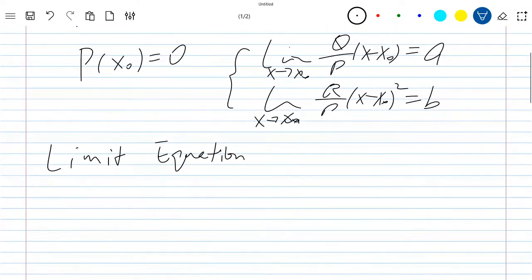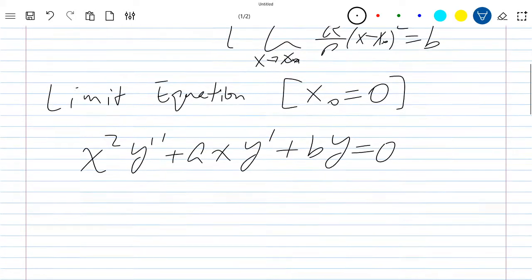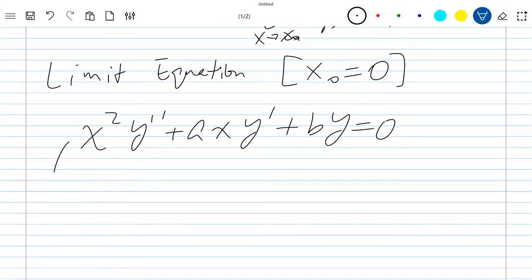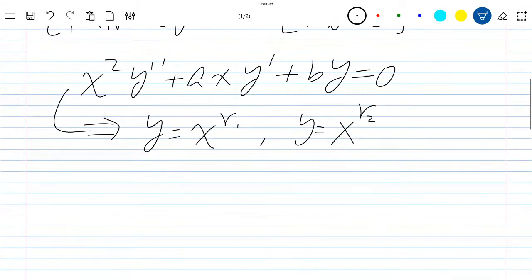And from now on, we will assume x naught equals 0, just for simplicity. Then the limit equation will be written in the Euler equation form: x squared y double prime plus a x y prime plus b y equals 0. Then we claim that this equation will give you two solutions: y equals x^r1 and y equals x^r2. Right? Then we will do this.